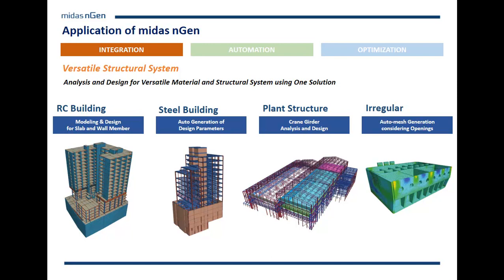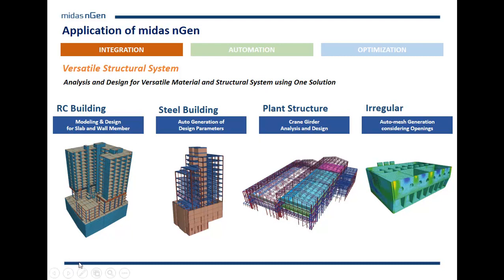So MIDAS nGen can be very easily applied to modeling and design of RC buildings. If you have an RC building, you can model substructure as well as superstructure in your model, and you can use it for analysis and design. And if you're dealing with a steel building, then you can use MIDAS nGen, the same environment, and you can model the structure quite easily. MIDAS nGen can also be applied to plant structures. There are very good features which are very helpful for the modeling and analysis of plant structures. We'll see a few features in the coming slides.